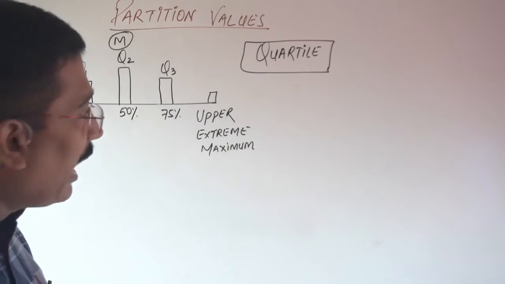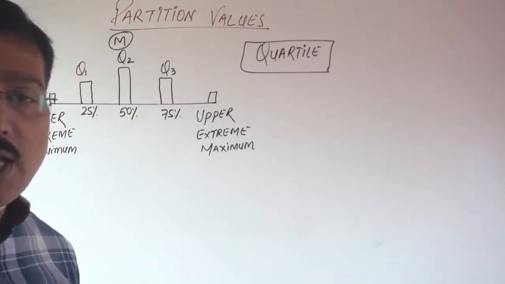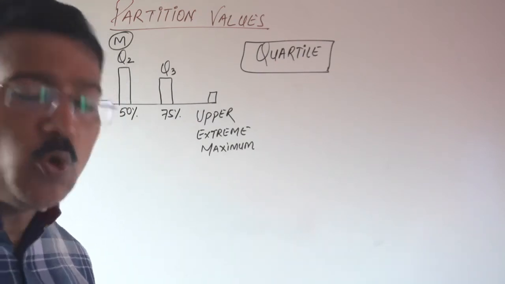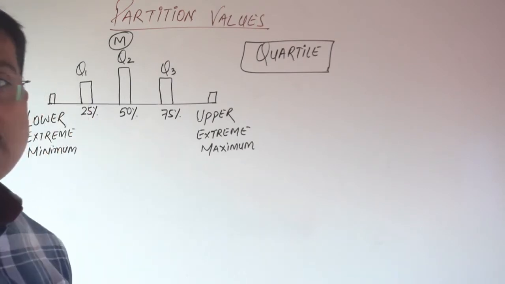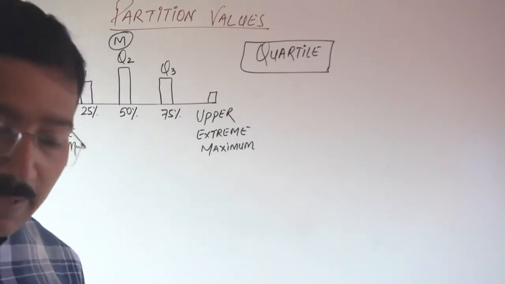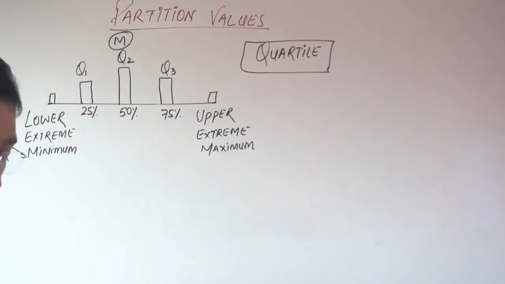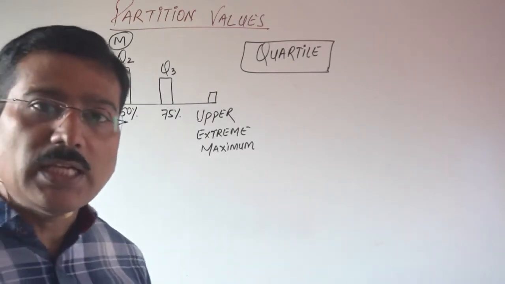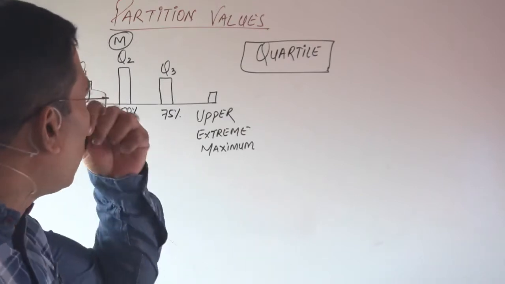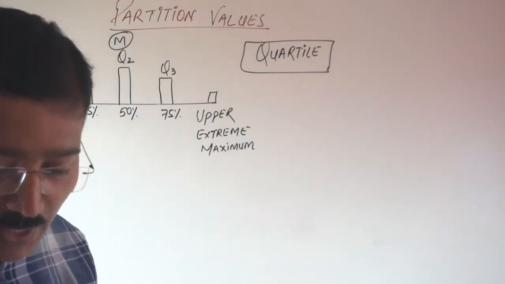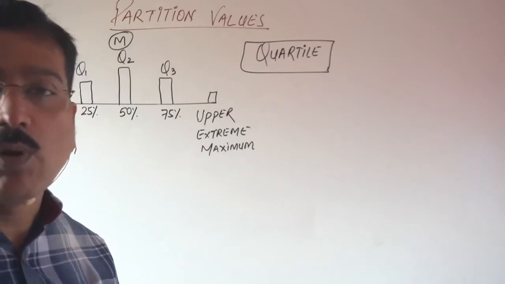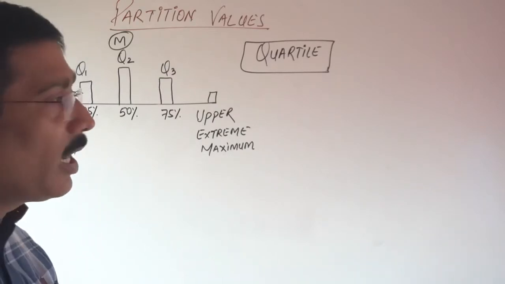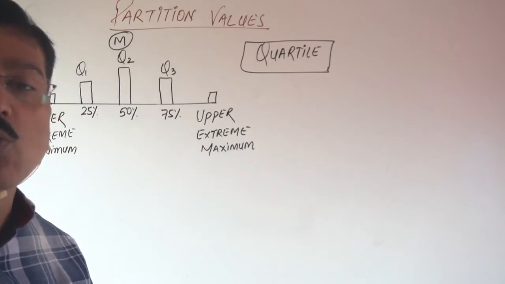Actually, the values that divide the series into more than two parts are called partition values. Clear? Again, the value that divides a series into more than two parts is called partition values. If a statistical series is divided into four equal parts, each end of a part is called a quartile.